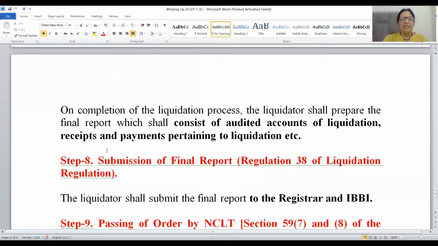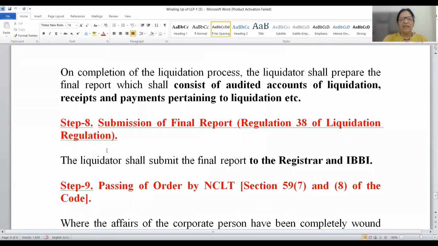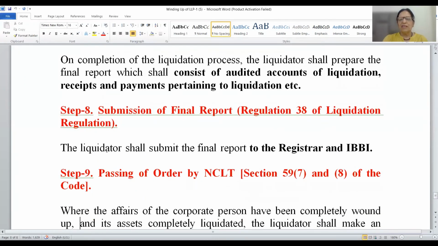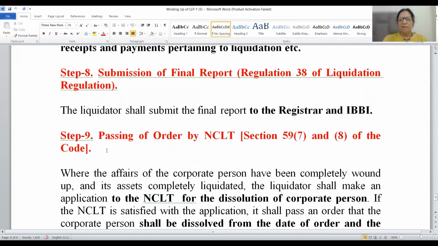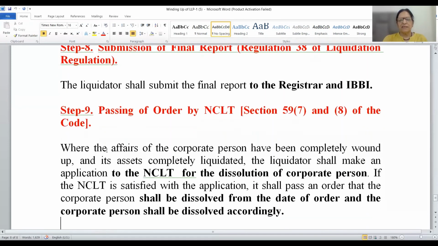Coming to the next step, which is submission of final report. The liquidator shall submit the final report to the registrar and IBBI, where the affairs of the corporate person, that is LLP, have been completely wound up and its assets completely liquidated. The liquidator shall make an application to the NCLT, National Company Law Tribunal, for the dissolution of the corporate person. If the NCLT is satisfied with the application, it shall pass an order for the corporate person, and the corporate person shall be dissolved from the date of order.